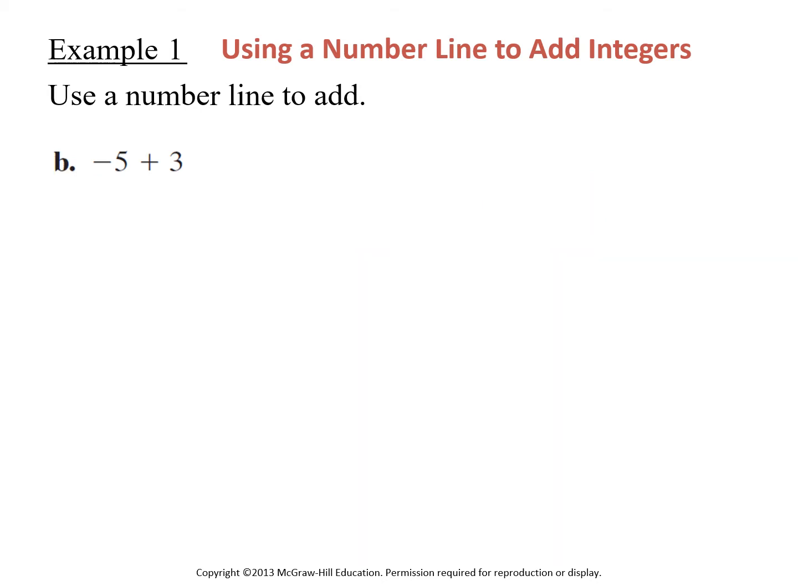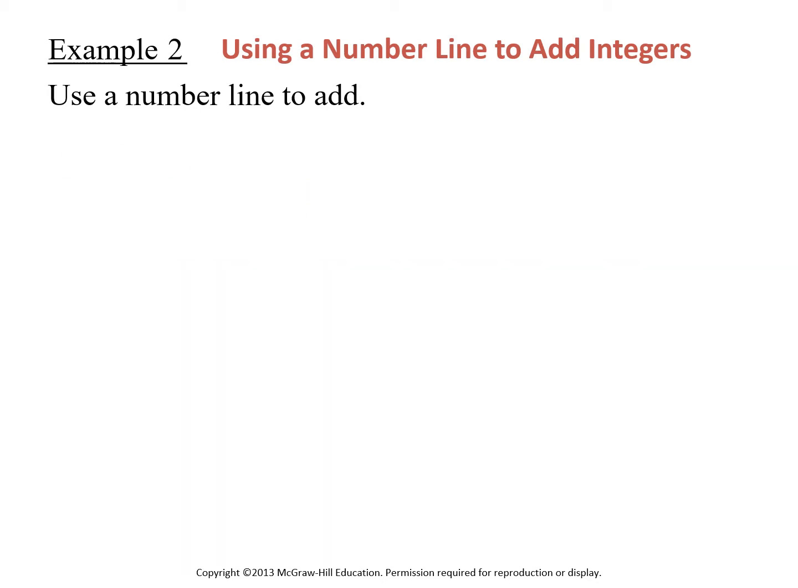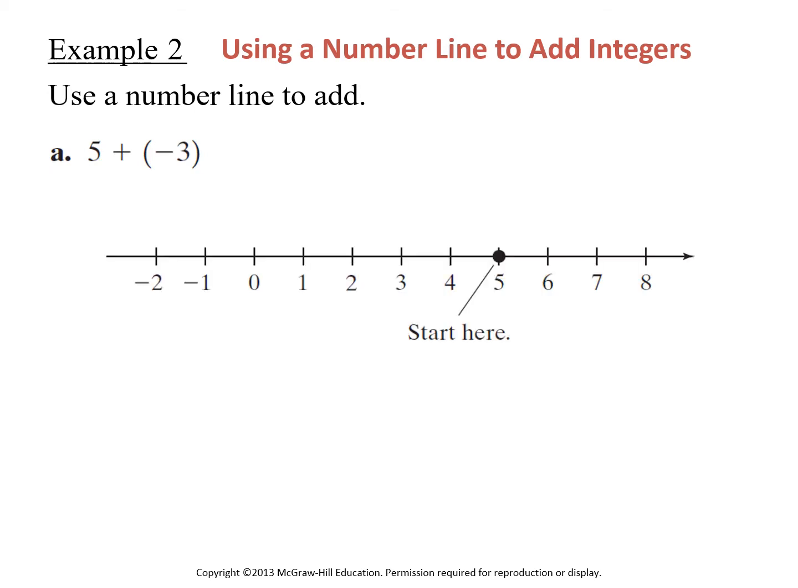So here we have -5 plus 3. We start on -5 and we move 3 units to the right and we land on -2. So -5 plus 3 equals -2. Next we're going to do 5 plus -3. We're going to start with 5, and adding -3 means we're going to move 3 places to the left, and 5 plus -3 is equal to 2.